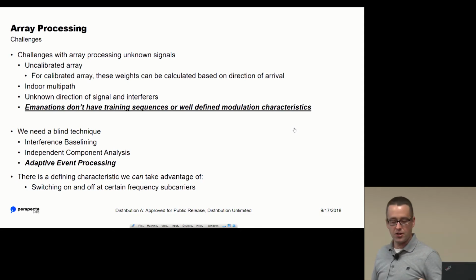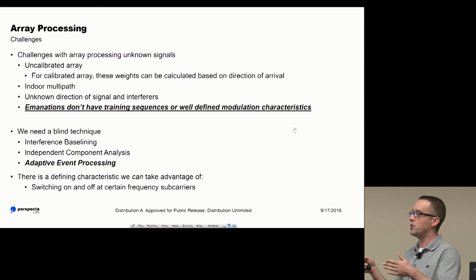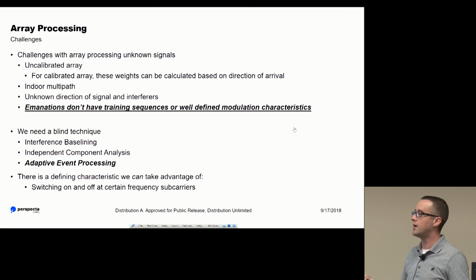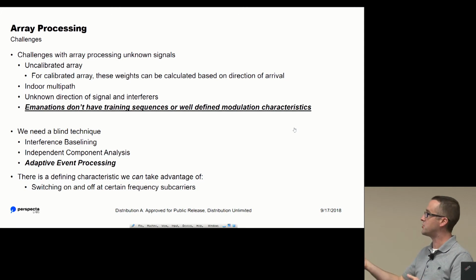So if you're able to build an expensive calibrated array, you can directionally steer that towards your device. But we also want to do this with off-the-shelf hardware in a very cost-effective way. So that's kind of out of the question as well. And also indoor multipath complicates that quite a bit. So we don't know where things are coming from. We don't know where our signal necessarily is coming from in the space of the uncalibrated array. And we also don't know where our interferers are coming from.